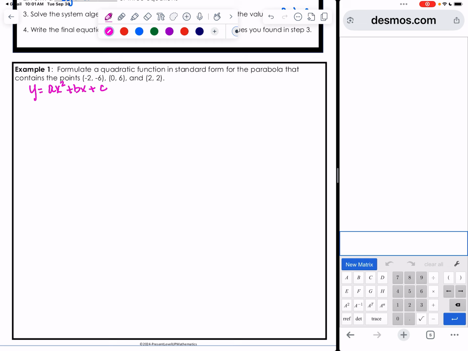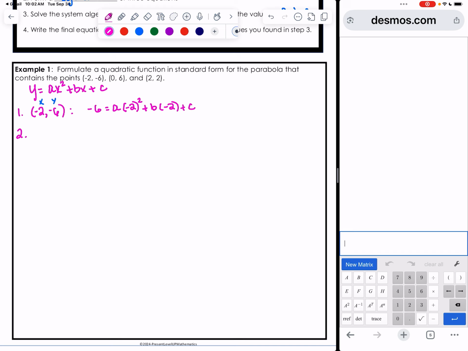Okay, so let's start by substituting in step 1. We're going to substitute in each point. So let's start with (-2, -6). In this point, -2 is your x value, -6 is your y value. So when we substitute this in, we will substitute in a -6 for the y and a -2 for each x. So a(-2) squared plus b(-2) plus c.